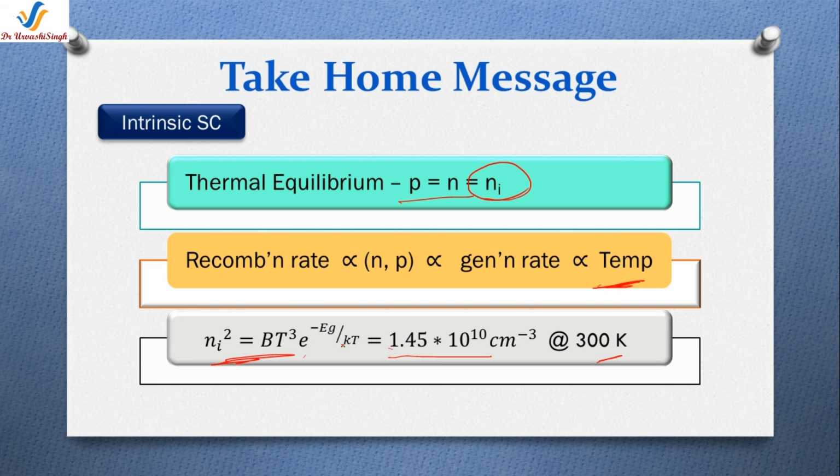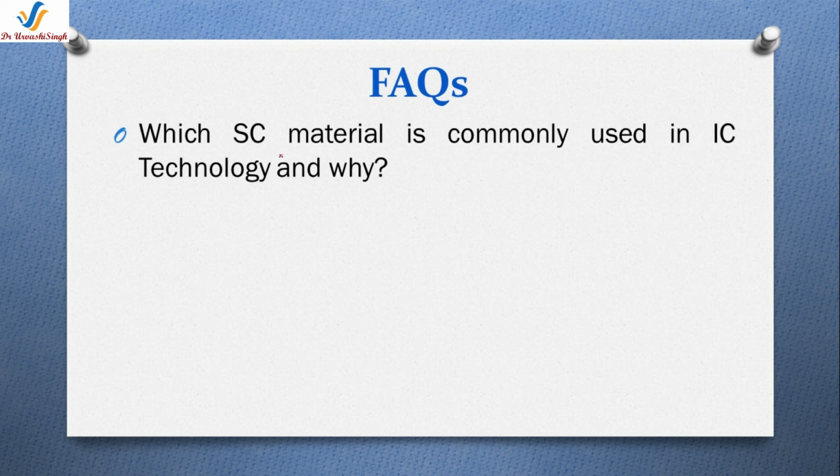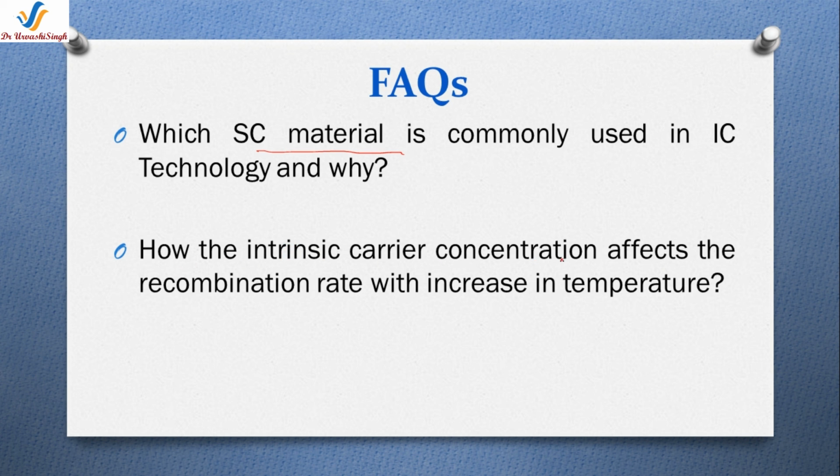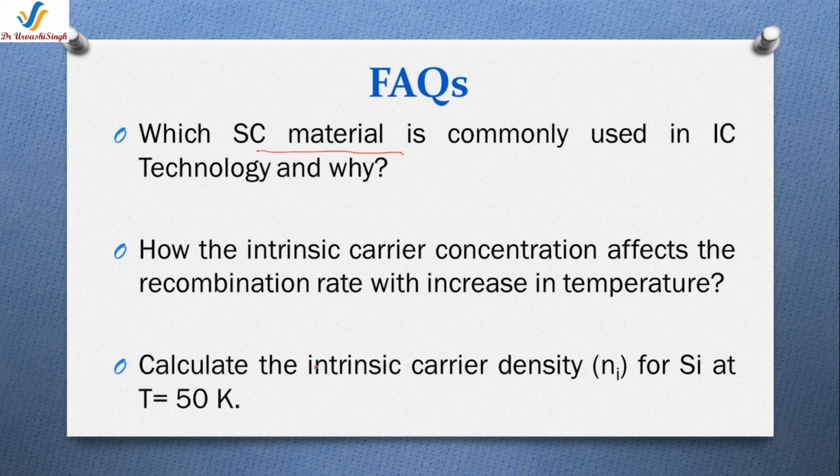So let's see the frequently asked questions from the topic. The first one is, which semiconductor material is commonly used in IC technology and why? I hope, students, you have watched the video thoroughly and you will be able to answer this. The second one, how does the intrinsic carrier concentration affect the recombination rate with increase in temperature? It is directly dependent on the temperature. And the last one, calculate the intrinsic carrier density for silicon at 50 Kelvin. Okay, I hope you can calculate it.